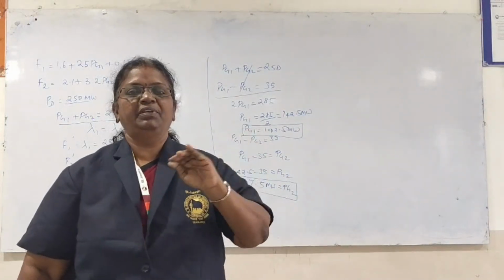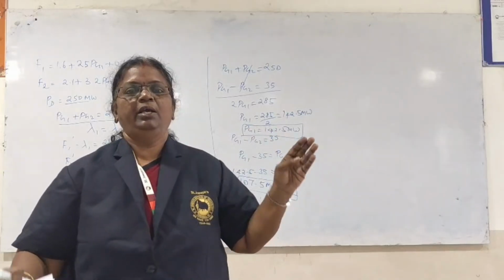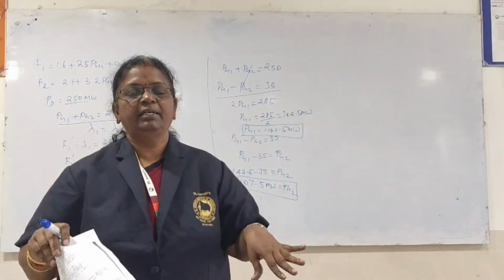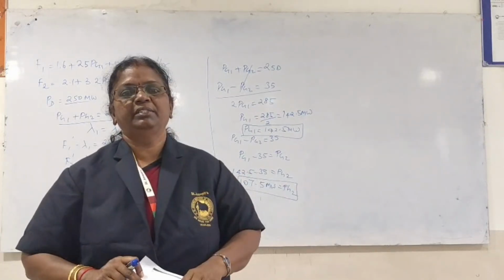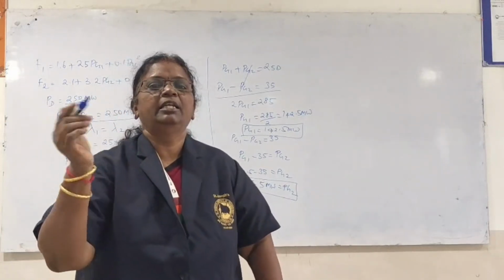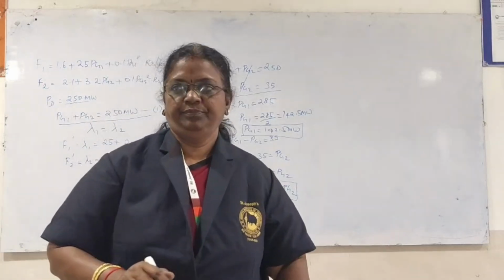So here we are not going to use any operating limits. Generator limits we didn't see. Just we got the equation, we got the demand, then we have solved the problem. Okay. Then the next problem is we have to consider the limits also.